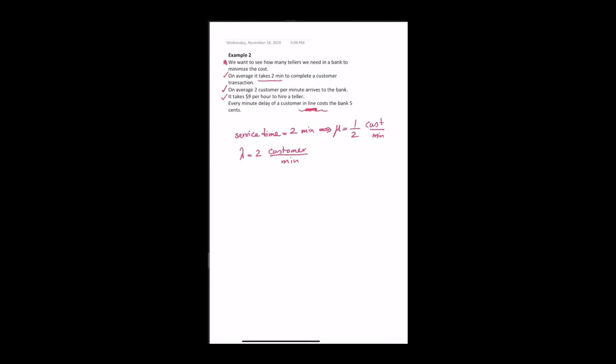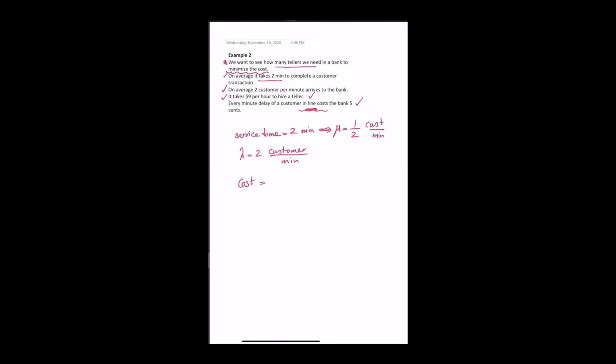Okay. So now the question is, given all these factors: if we hire more tellers, we have to pay them more money. At the same time, if we don't hire enough tellers, the customers have to wait longer in the line, and that will impose cost on the bank in a different way. So what is the right number of tellers? What is the optimum number of tellers that we have to hire in this bank to minimize the cost?